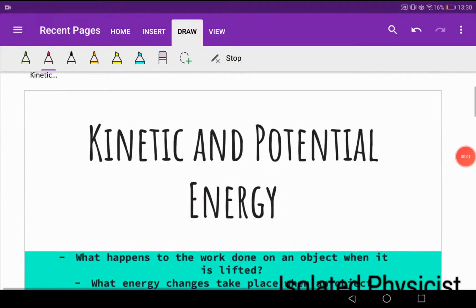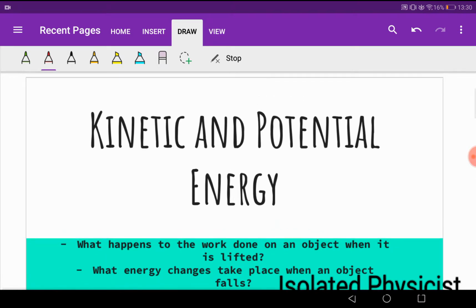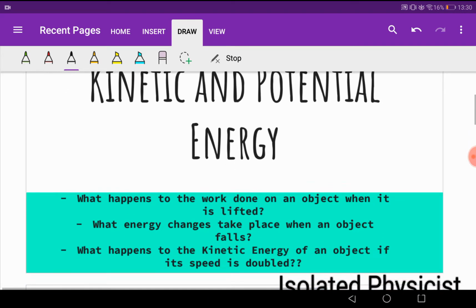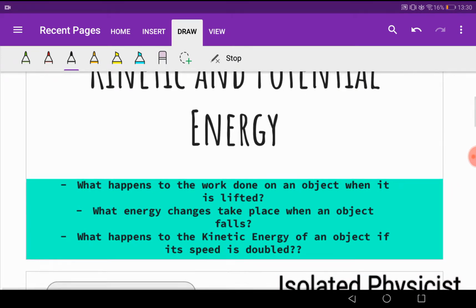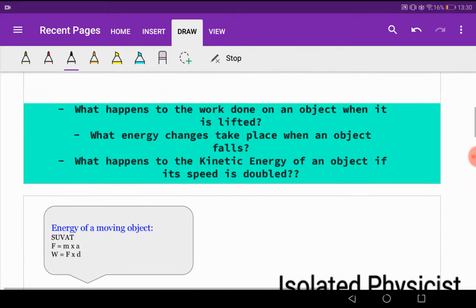Hi guys, so I'll give you a quick talk on 10.2, which is kinetic and potential energy. The objectives that I'd like to cover in this talk are what happens to the work done on an object when it's lifted, what energy changes take place when an object falls, and what happens to the kinetic energy of an object if its speed is doubled.